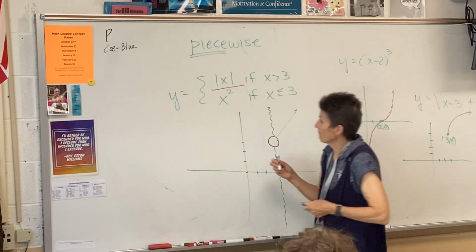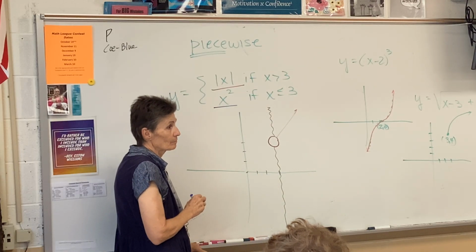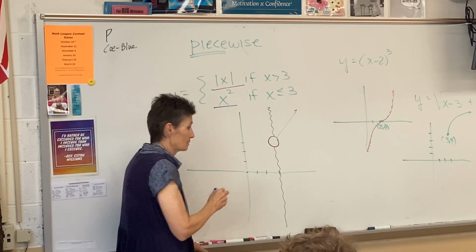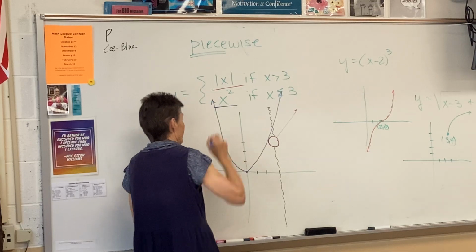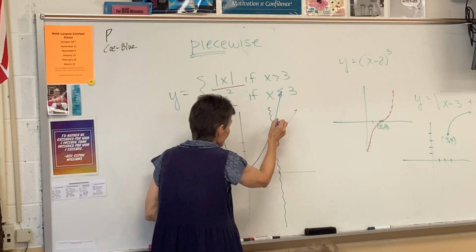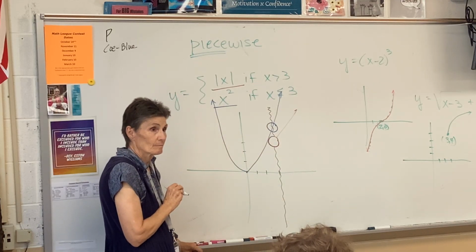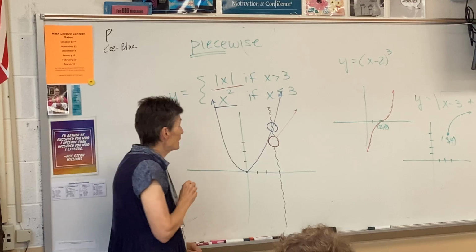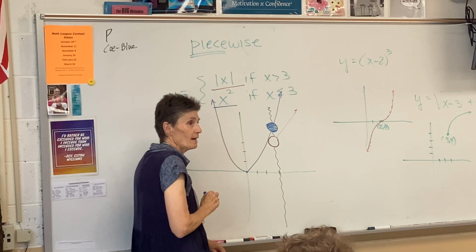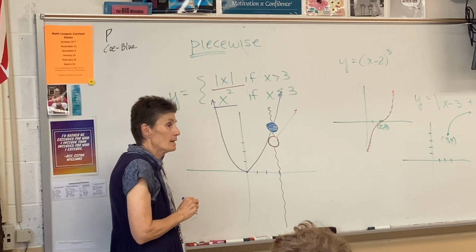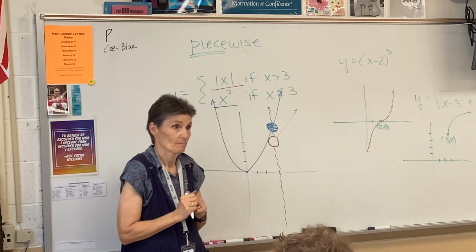Now, let's graph this one. What shape is that? That's a parabola, right? So I'm going to sketch in my parabola. Notice that it also hits the squiggly line. Since that's an or equal to, I'm going to go ahead and color in that dot. Would you be okay with that? And now my parabola is in two pieces. There's a left piece and a right piece.